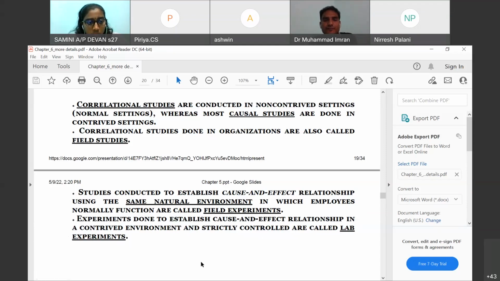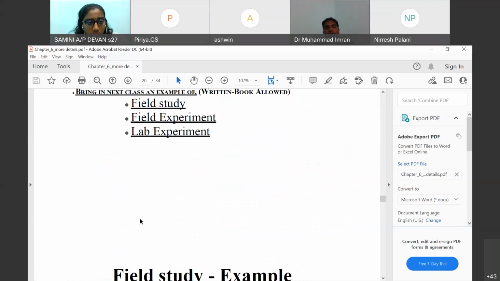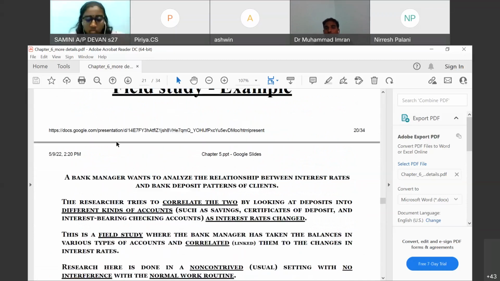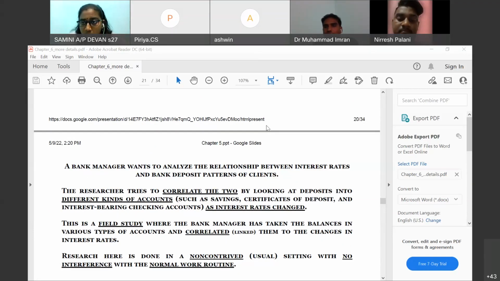Let's discuss one by one, with examples. First, field study, number one. These examples will help you a lot, really. Please focus. Who will read this one? Okay, Pelani, just read this example.